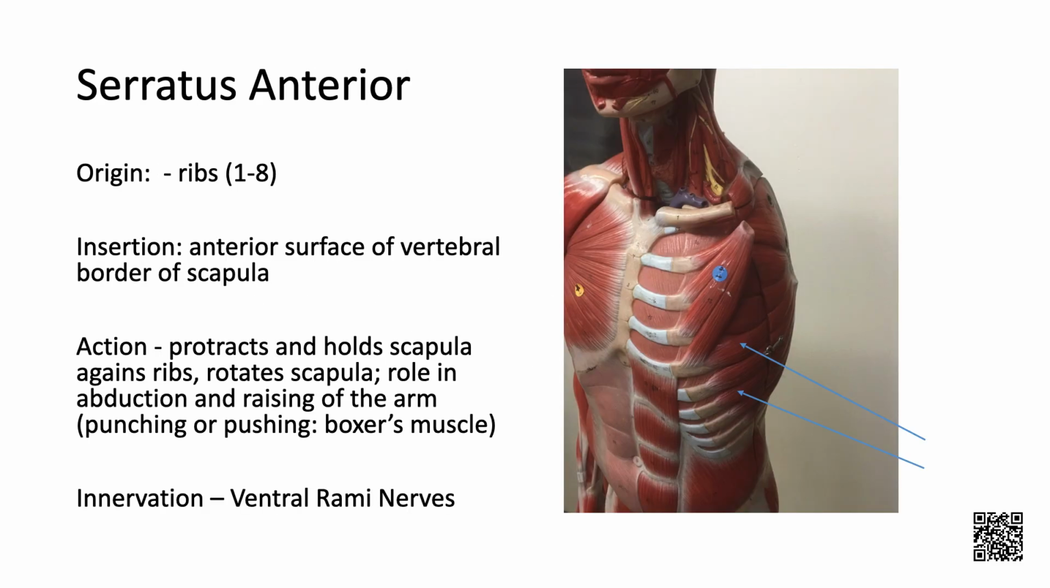Serratus Anterior originates from ribs 1 through 8 and inserts on the anterior surface of the scapula's vertebral border. Its action is to protract and hold the scapula against the ribs, and it rotates the scapula to raise the arm. This is the boxer's muscle, key in punching and pushing. Innervation, ventral rami nerves.